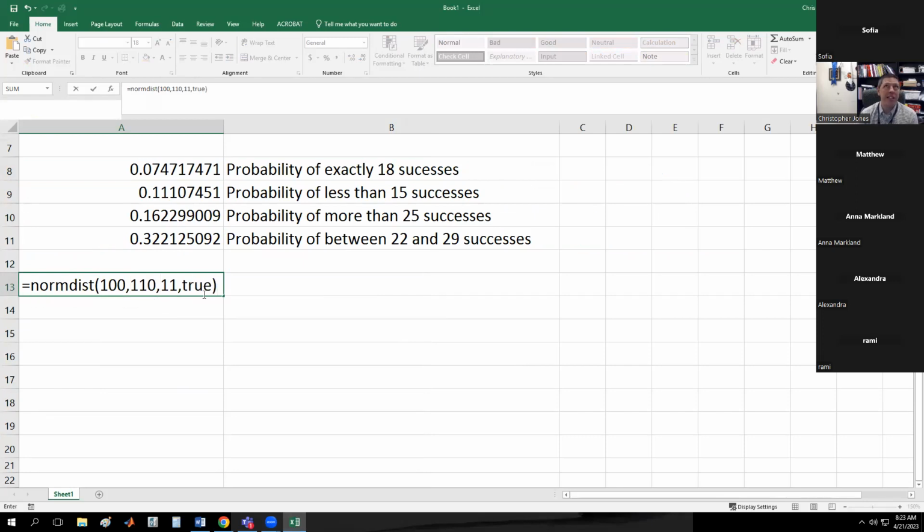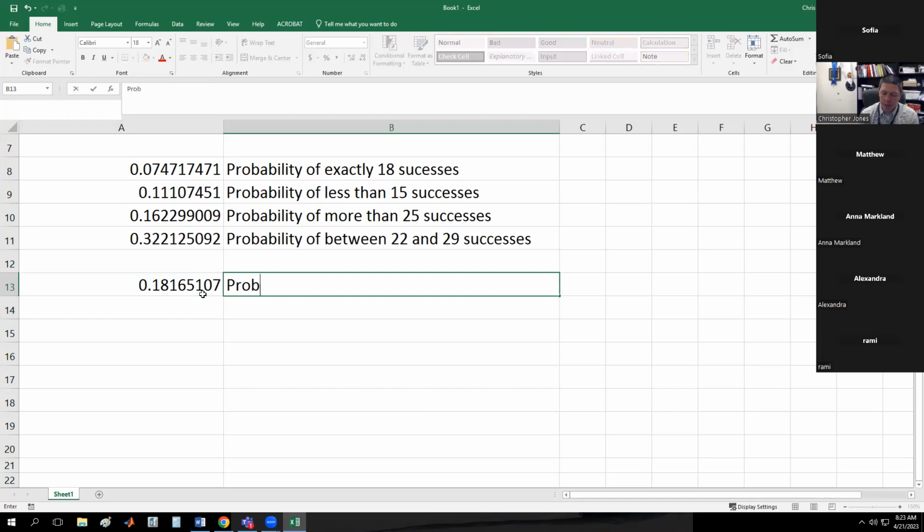Remember we had 0.1814. We get 0.1816. Excel does a little bit different rounding. We're accurate out to the thousandths place, so that's pretty good. There is a little bit of variation between what we have in the table and what Excel does, no big deal. So this is the probability of less than 100.